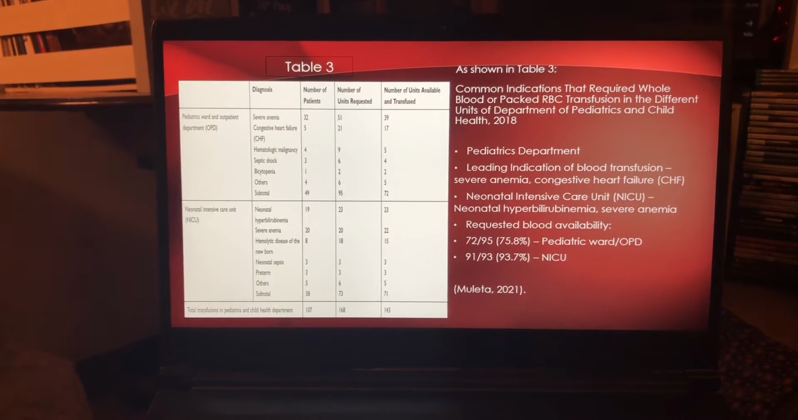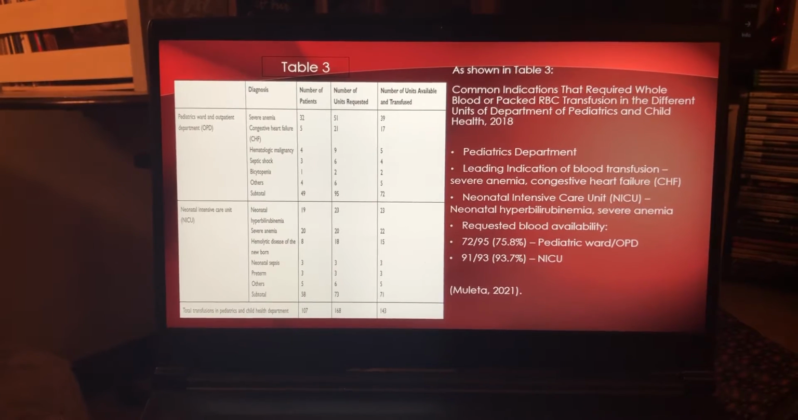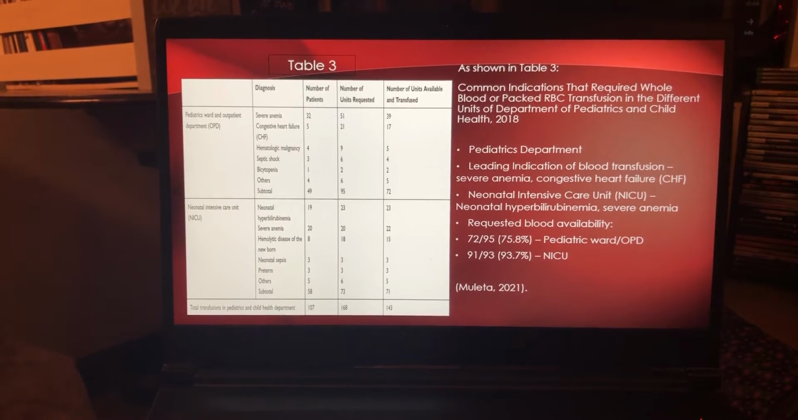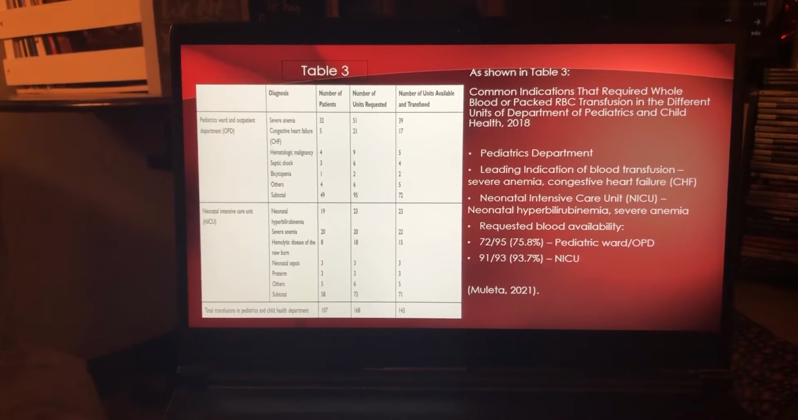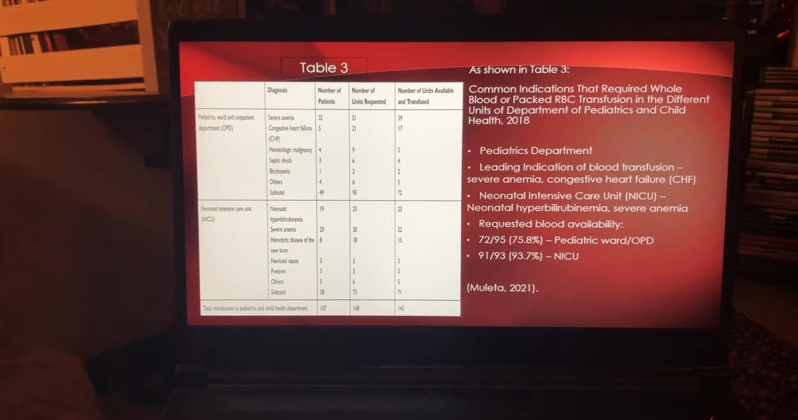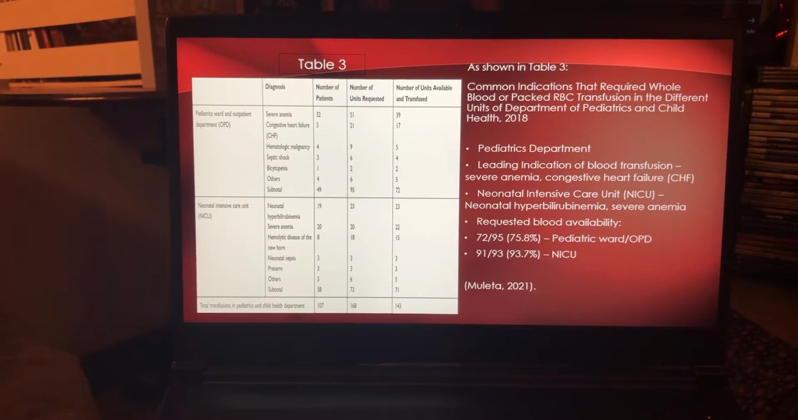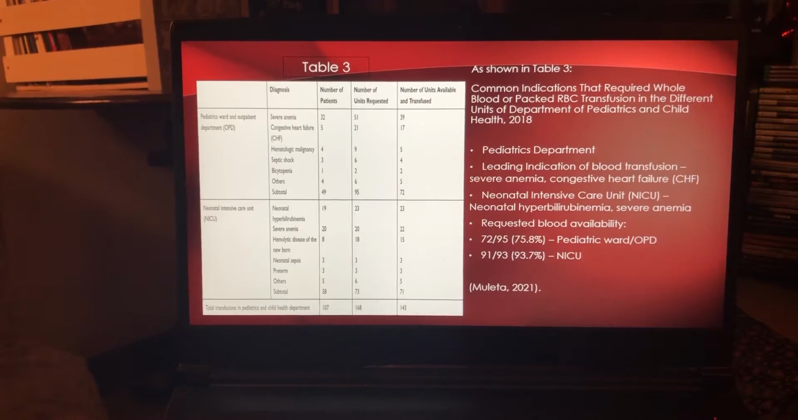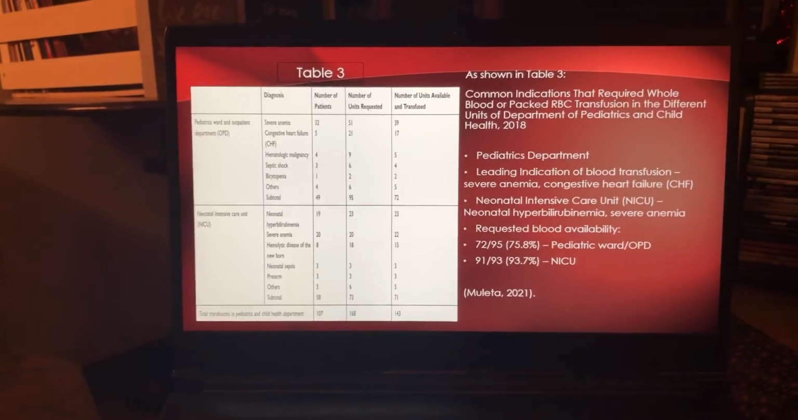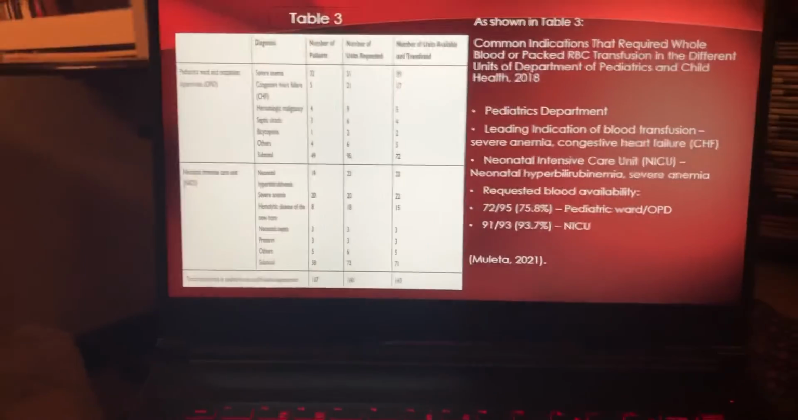The requested blood availability: 95 units were requested and 72 were transfused, so 75.8% of what was requested was transfused. And that was in the pediatric ward, or OPD, and 91 out of 93 units, or 93.7%, were transfused in the NICU.